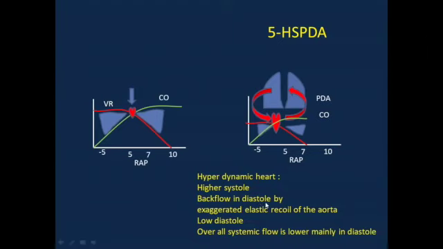And remember that the diastolic blood pressure represents the systemic vascular resistance and overall volume of the blood. In this situation, you don't have any problem with the systemic vascular resistance. The problem is the volume. That's why the diastolic blood pressure will drop in this condition. It is typically because of the exaggerated elastic recoil of the aorta. And the elastic recoil will push more blood in the wrong direction, instead of to the systemic circulation, it will be pushed to the pulmonary circulation. Overall, systemic flow is lower, mainly in diastole.